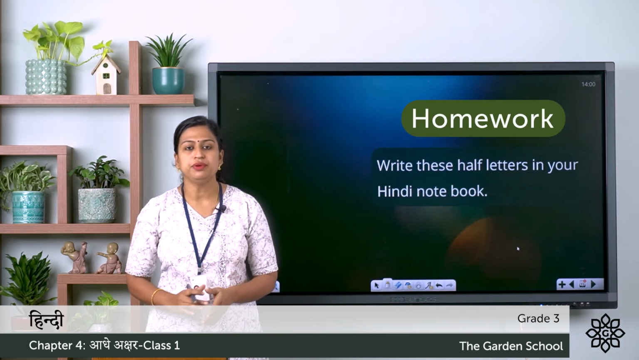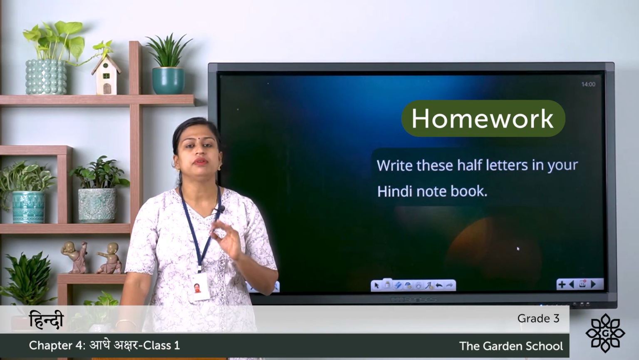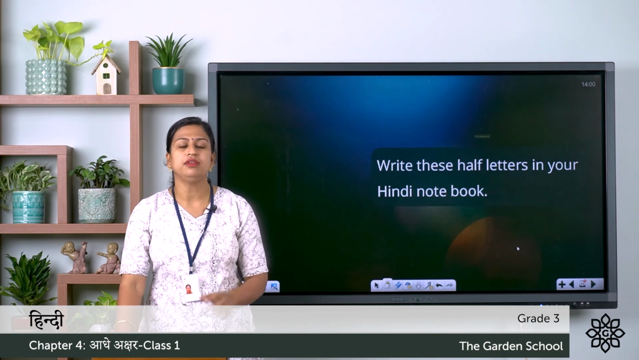So what you have to do? You have to write all the letters plus the half forms in your Hindi notebook, and then you have to submit it in Teams.